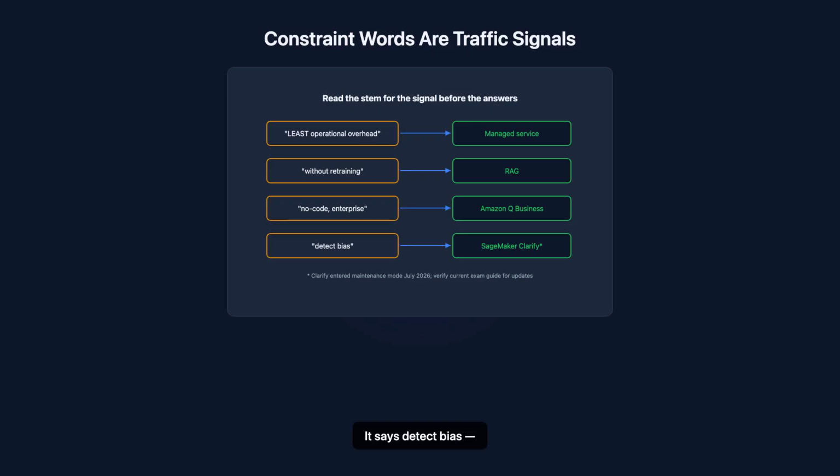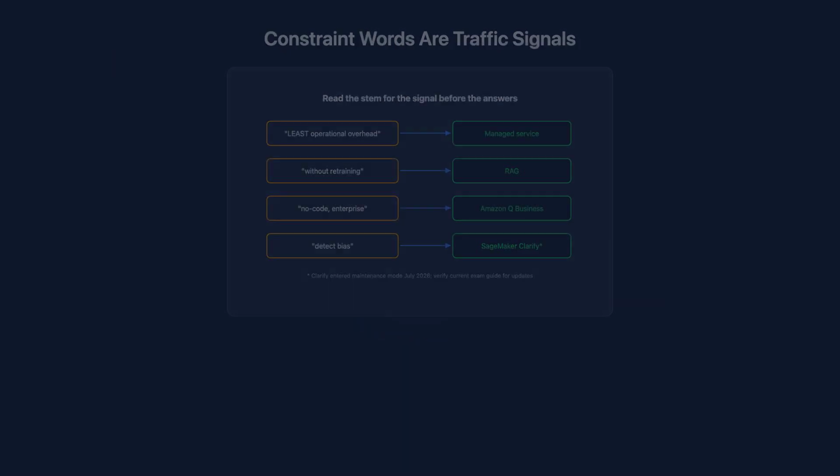It says detect bias. The exam guide currently maps that to SageMaker Clarify, though Clarify entered maintenance mode in mid-2026, so keep an eye on whether that mapping updates. The exam tests this same reasoning habit by embedding these constraints in every scenario. Name the constraint first, and the answer lane becomes clear before you've even read the options.